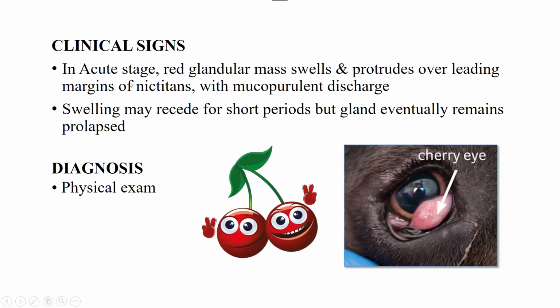Talking about the clinical signs, in an acute stage, the red glandular mass swells and protrudes over the leading margins of the nictitans, and there is going to be mucopurulent discharge also. So you can see the protruding or prolapsed third eyelid. Swelling may recede for short periods, but the gland eventually remains prolapsed. So there can be episodes of swelling and then non-swelling, but the gland will still remain prolapsed.